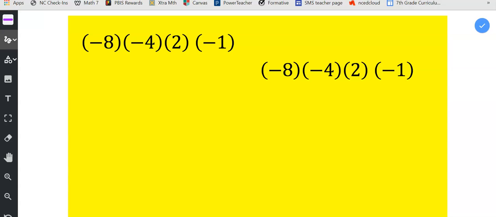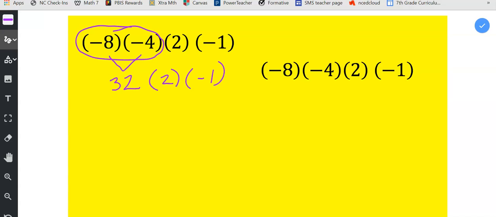So here's one way that you can complete the problem. You can start on the left and then just work at it one piece at a time. So -8 times -4, we'll figure out that piece first. We get positive 32. Like signs, you get a positive. Then we can just bring down the 2, bring down the -1, and we've completed that first step.